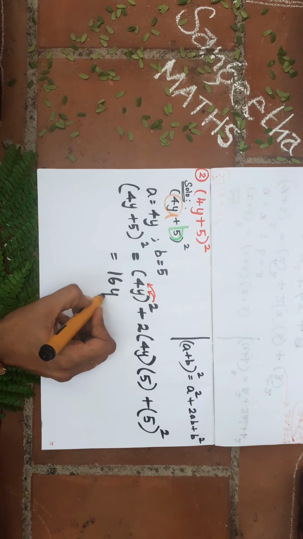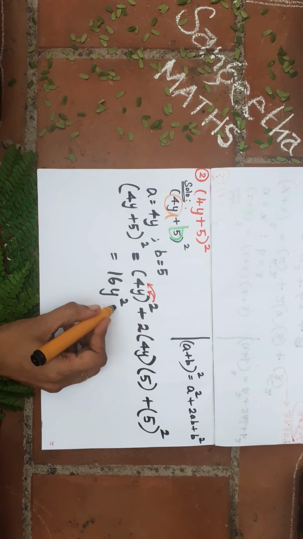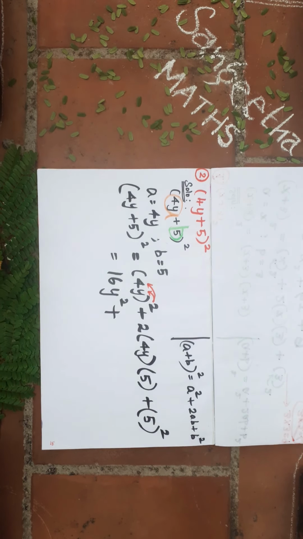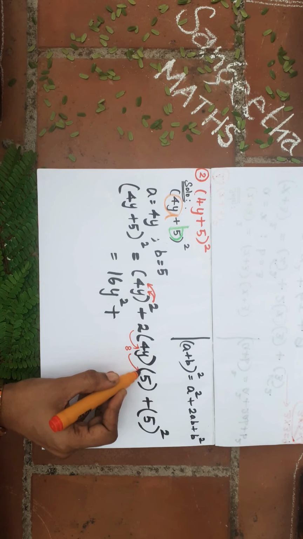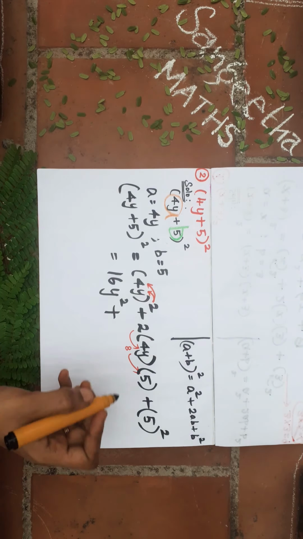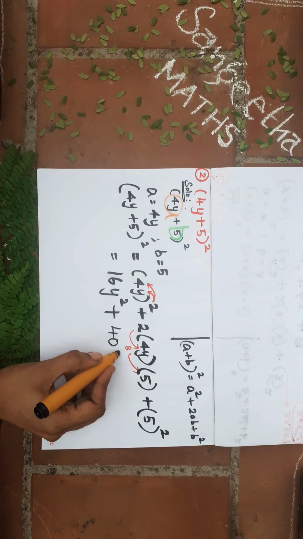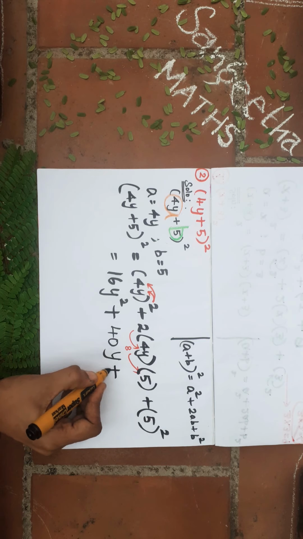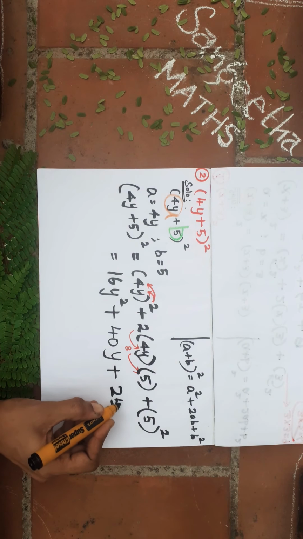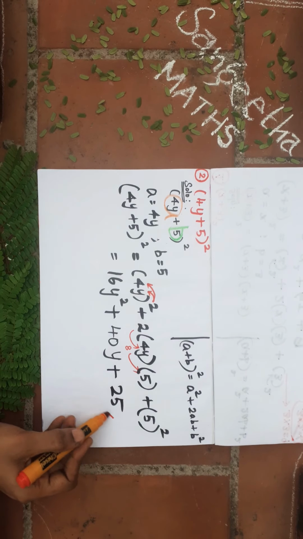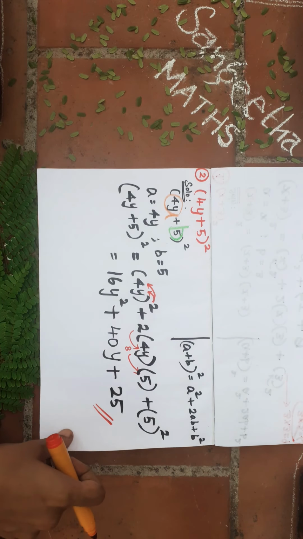y square is y power 2. It's all positive, so plus 2 into 4. What do you get? 2 into 4 is 8. Then 8 into 5 is 40. There is no other variable other than y, so 40y. Plus 5 square, 5 fives are 25. So here we are done with it. There is no other like term.